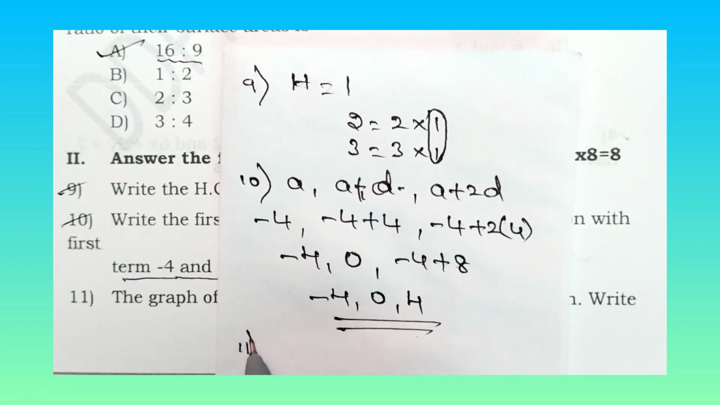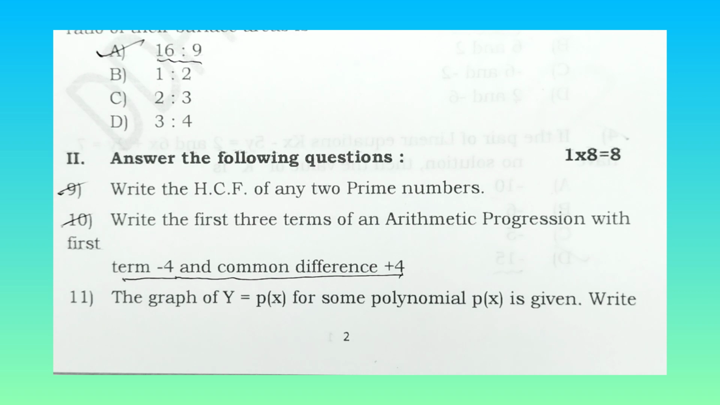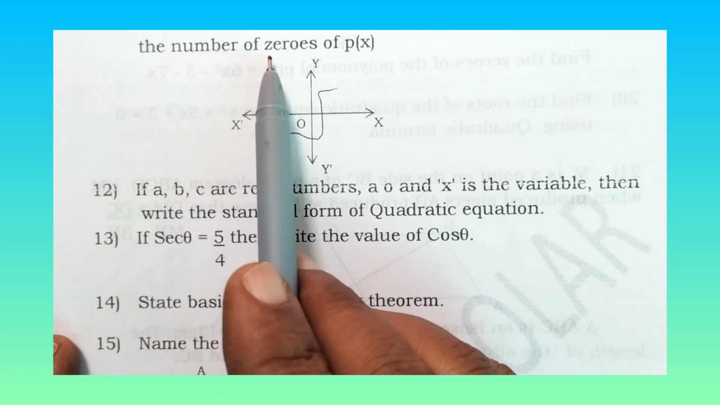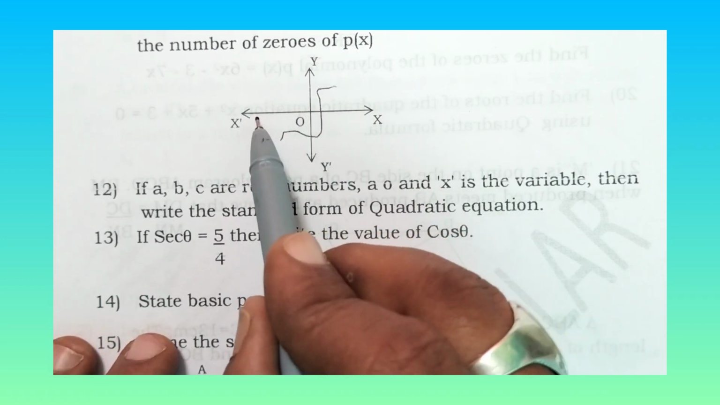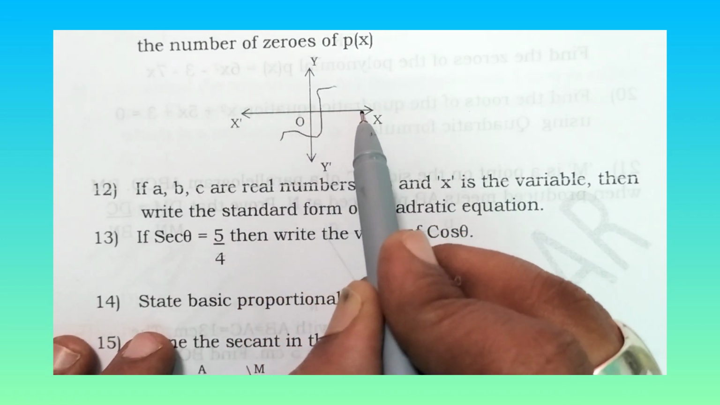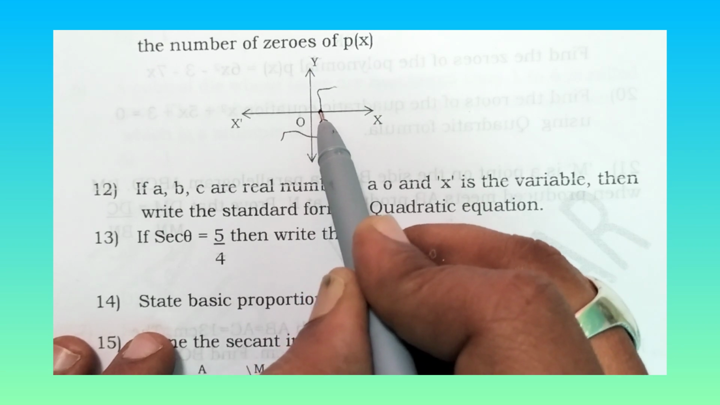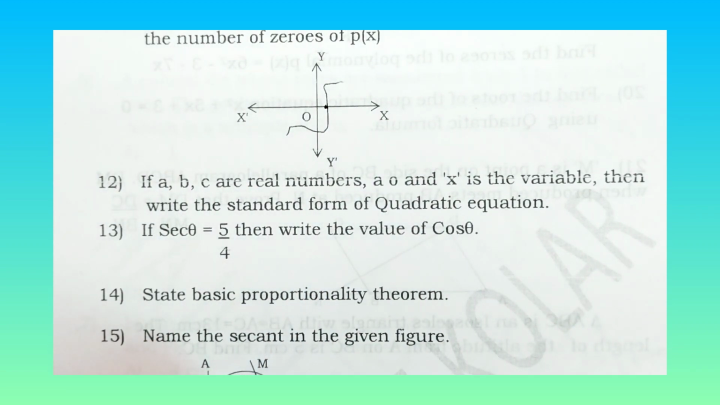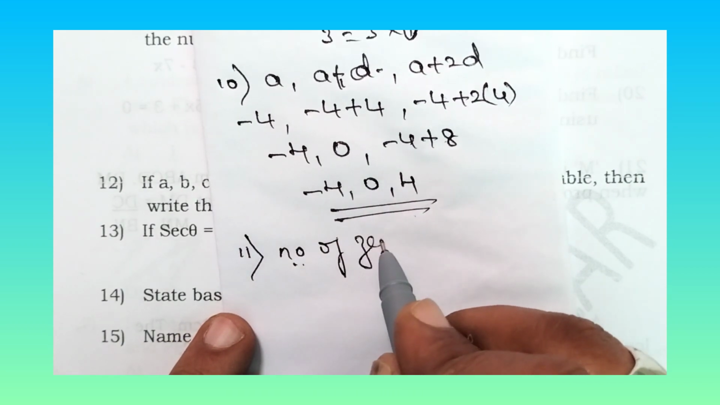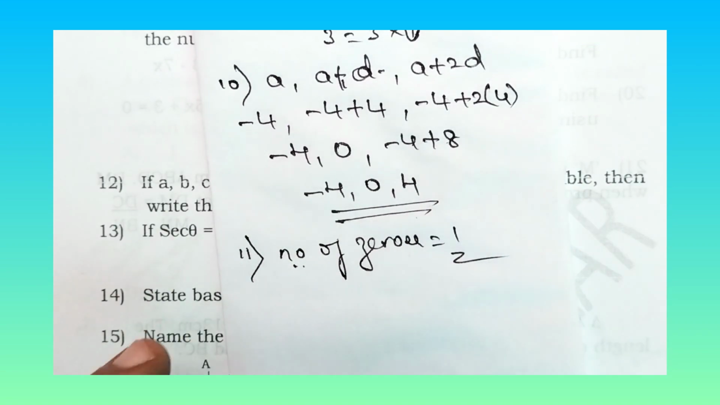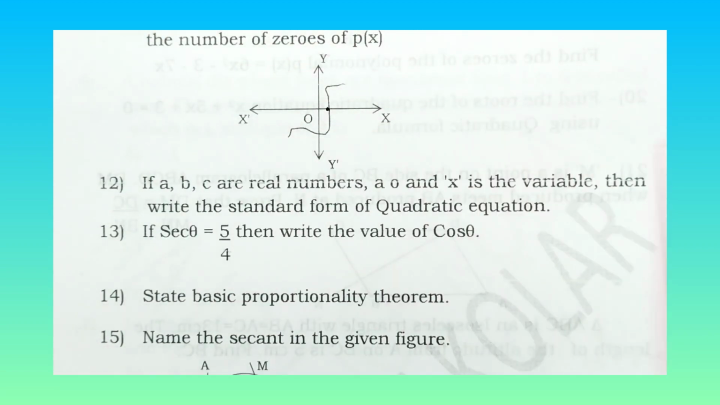Now let us answer for the 11th one. The 11th question: the graph of y is equal to p of x for some polynomial p of x is given. Write the number of zeros of p of x. The number of zeros of p of x means you see how many points the graph touches the x-axis. It touches at only one point, only 1 point. So the number of zeros is equal to only 1 zero. So like this we have to solve this question.